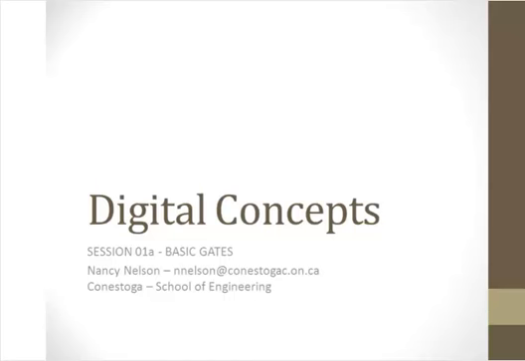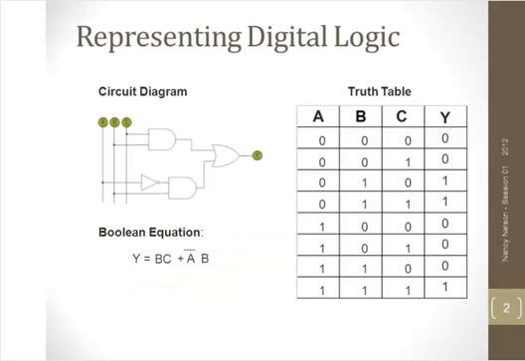In this session, we're going to look at the three basic gates that form the foundation of every digital logic circuit. There are three ways that we can represent digital logic: a circuit diagram, a Boolean equation, or a truth table. The circuit diagram uses electrical symbols to represent each of the gates. Wires join our inputs to our gates, gates to other gates, or gates to outputs. These circuits need to be carefully designed to produce the desired results.